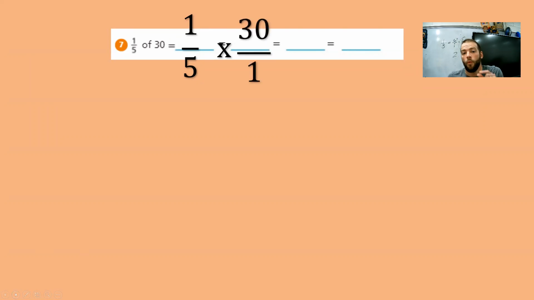Did you come up with 1/5 times 30 over 1, multiply across, you get 30/5? And then 30/5 is, well, 5, 10, 15, 20, 25, 30. Perfectly 6 comes out of it, so your answer is 6 wholes.